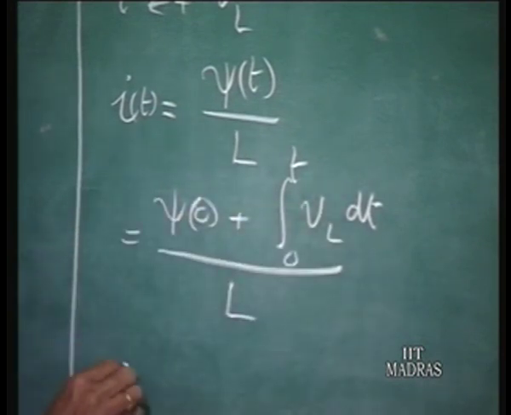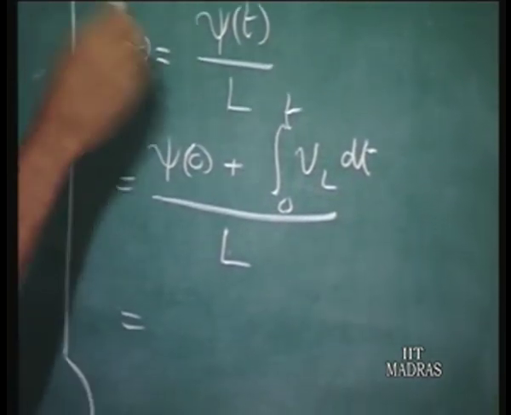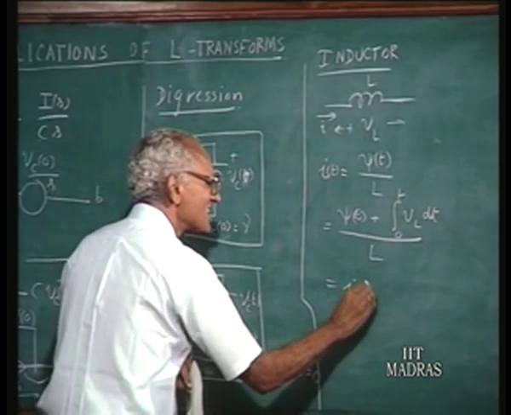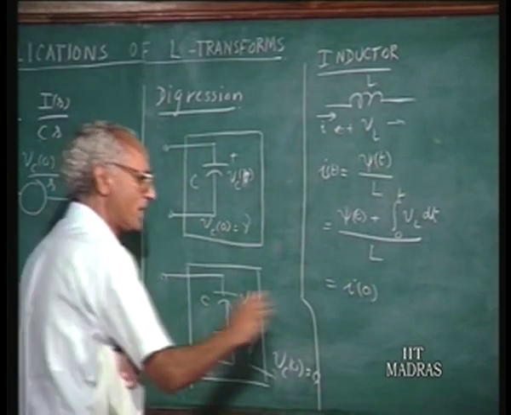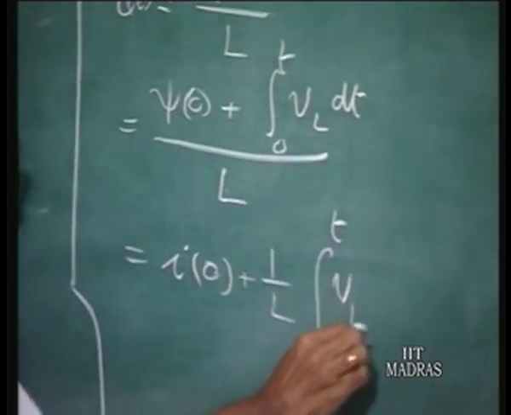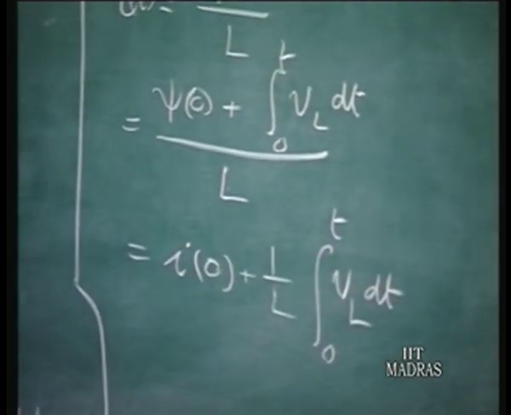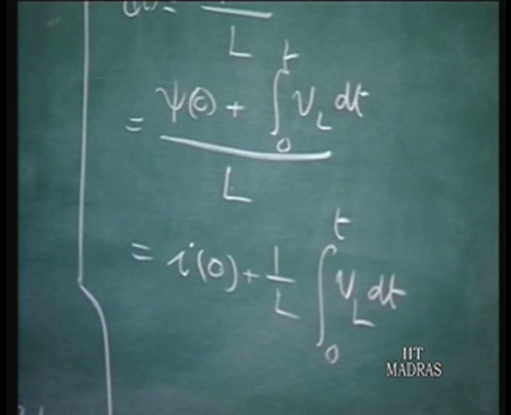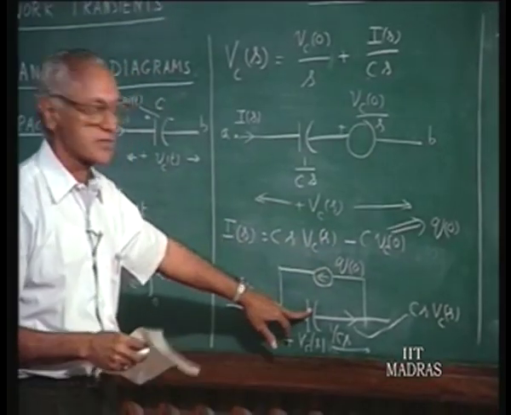This can be written as psi 0 over L, that is the initial value of the current in the inductor. So I0 plus 1 over L integral 0 to t VL dt. So that is the terminal relation of the inductor, the current in terms of the applied voltage, and the initial value of the current here that we have here. Now, we would like to represent this by means of a circuit diagram similar to what we had in the case of capacitors.